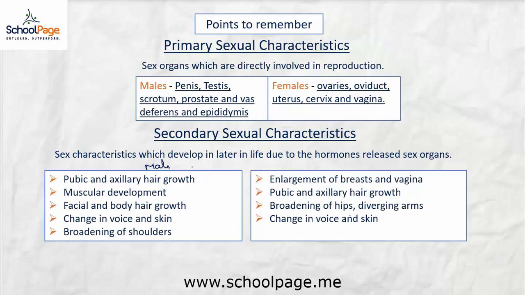In human males, we see the growth of pubic and axillary hairs. We also see muscular development, facial and body hair, change in voice and skin, and also the broadening of shoulders. In case of human females, we see the enlargement of breasts and vagina, pubic and axillary hair growth, broadening of hips and diverging arms, and also change in voice and skin. So these are some of the changes or secondary sexual characters we do observe as the individuals enter their puberty. And these are the result of the sex hormones produced by their respective gonads or sex organs.